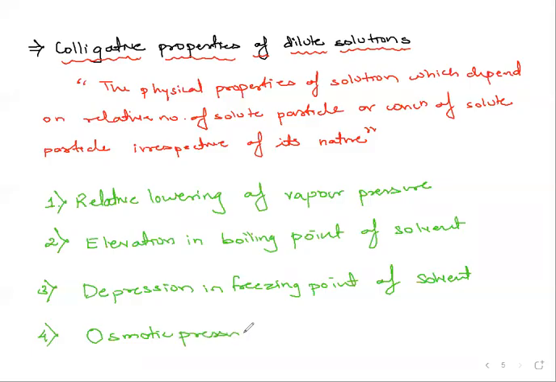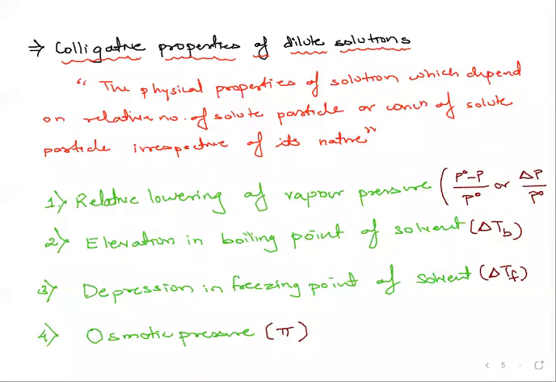Osmotic pressure. If we talk about symbols, the symbol for osmotic pressure is given as pi. Depression in freezing point is given by delta Tf. Elevation in boiling point is given by delta Tb. And relative lowering of vapor pressure is given by the symbol P naught minus P upon P naught, or it is given as delta P by P naught. Clear? Is everyone clear?